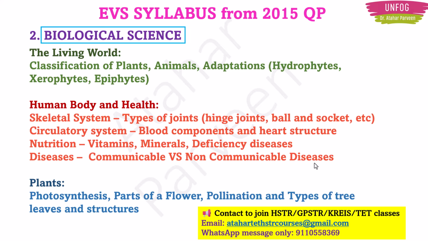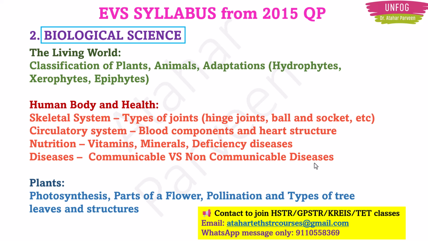Then we have food, nutrition, right? So what are the important vitamins and minerals which are necessary for a normal function in our body? And what happens if there is a deficiency, if they are less, or if they're extremely more present in our body? Then we have diseases.